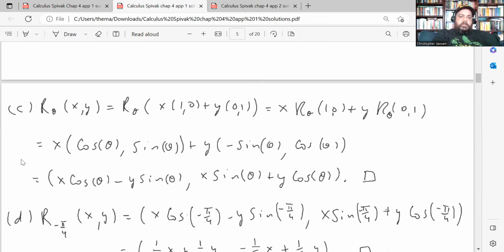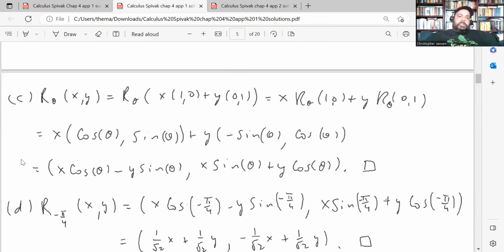So r theta of (x, y) is the same as the vector r theta of x times (1, 0) plus y times (0, 1). Use the linearity properties that we looked at in part B, and use the definitions that we looked at in part A, and that gives you exactly what you want when you simplify everything, right? So these are the formulas.